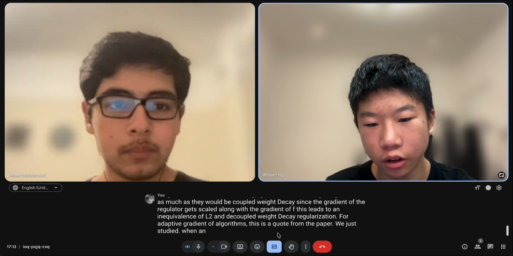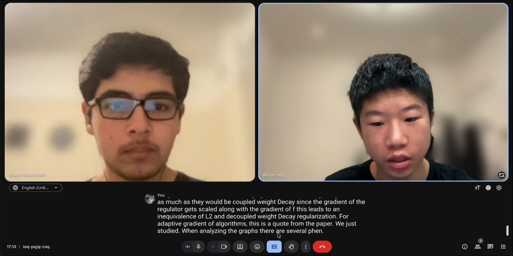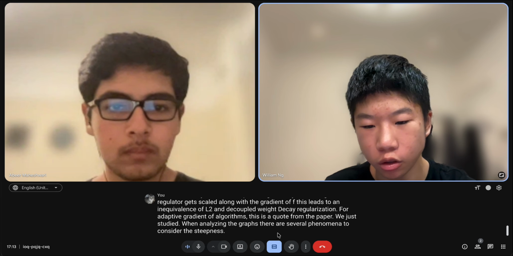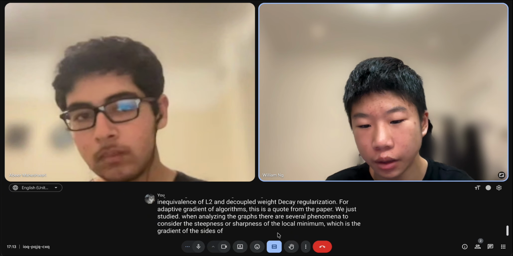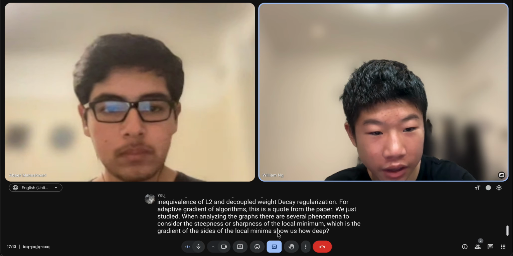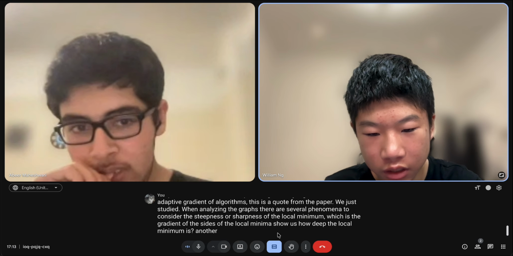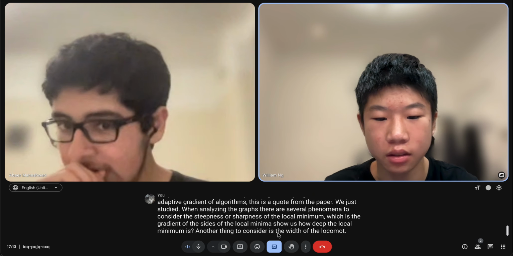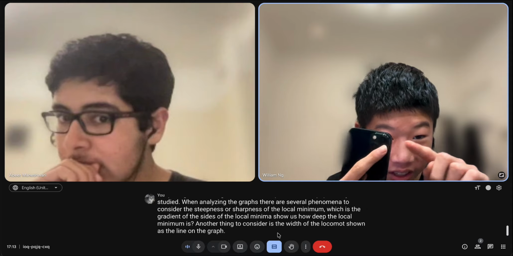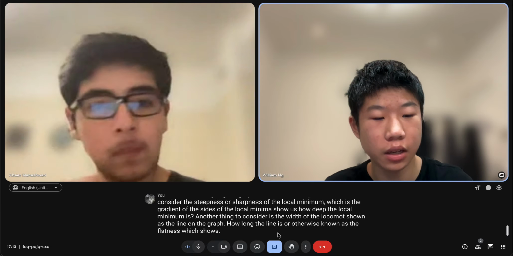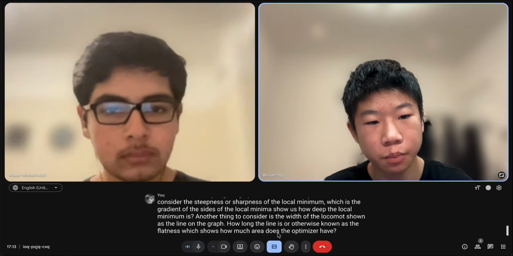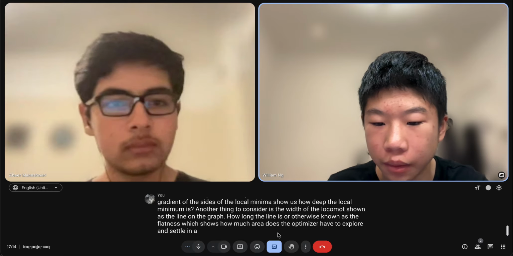When analyzing the graphs, there are several phenomena to consider. The steepness or sharpness of the local minima, which is the gradient of the sides of the local minima, shows us how deep the local minima is. Another thing to consider is the width of the local minima, shown as how long the line is on the graph, otherwise known as the flatness, which shows how much area the optimizer has to explore and settle in a good local minima.